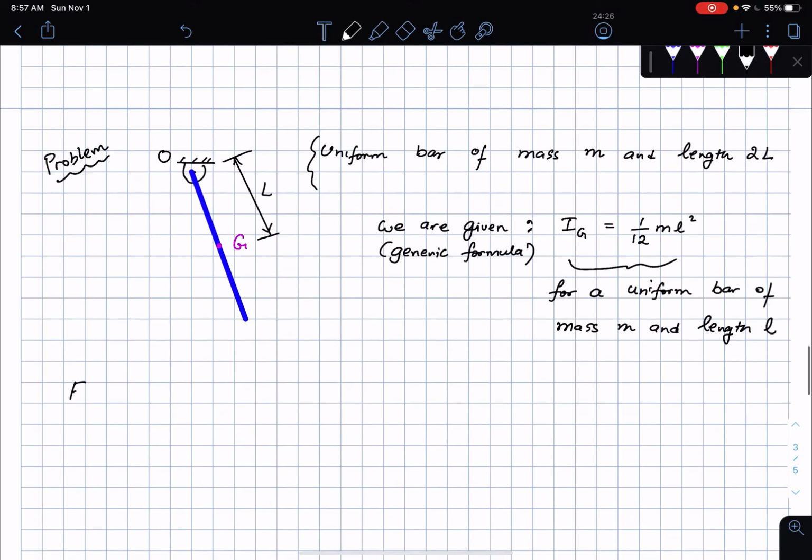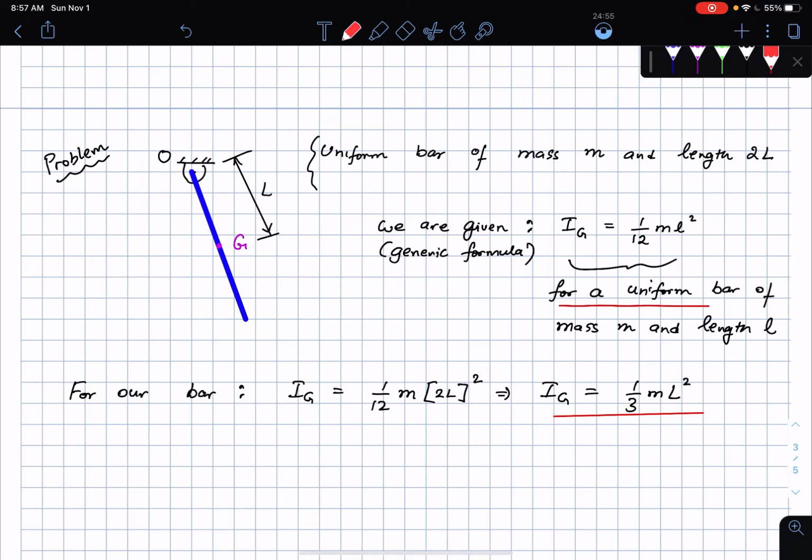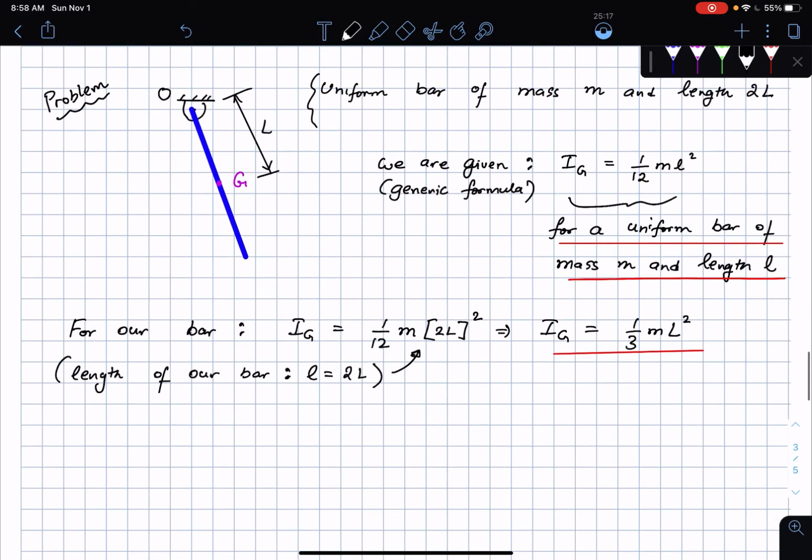So for our bar, Ig is going to be 1/12 times the mass times the length 2l whole square, because the length for our bar is 2l. Which essentially tells me that Ig is 4/12, which is 1/3, so 1/3 times m times l square. So this is Ig for our bar. The important thing is that the formula is given for a uniform bar of mass m and length capital L, and the length of our bar is capital L equals 2 times l, which is why we had that substitution done. This is a common error, so I want to point this out.